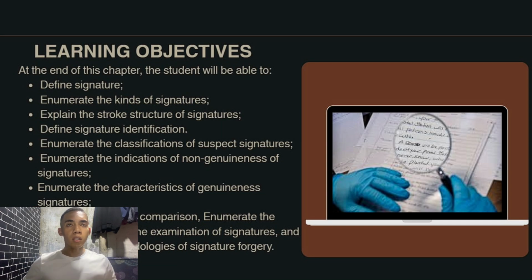First, learning objectives. At the end of this chapter, the students will be able to define the signature, enumerate the kinds of signature, explain the stroke structures of signature, define signature identification, enumerate the classification of suspect signature, enumerate the indications of non-genuineness of signature, enumerate the characteristics of genuine signature, explain standards of comparison, enumerate the suggested steps in examination of signature, and enumerate the methodologies of signature.